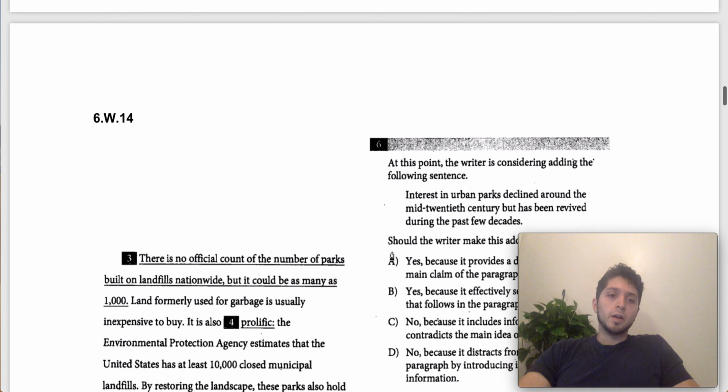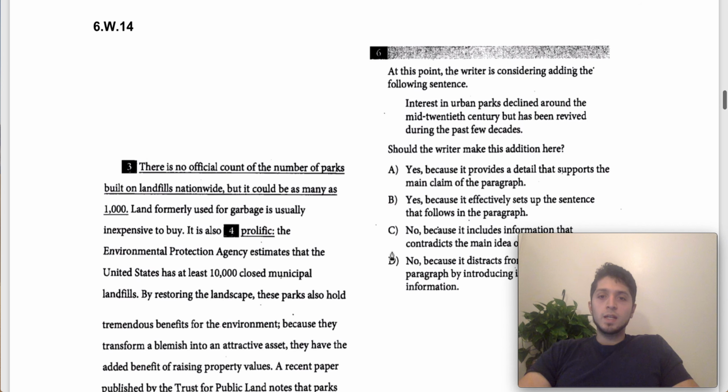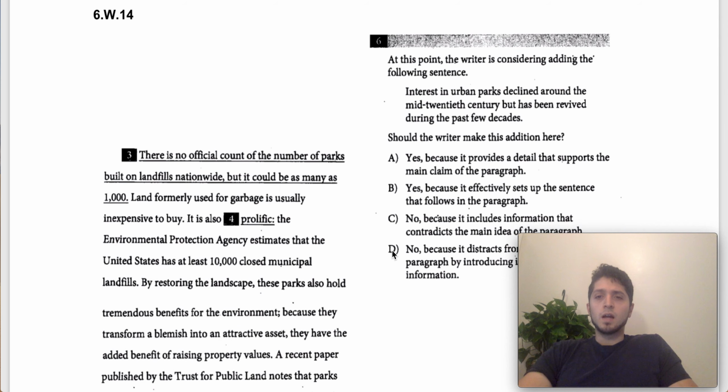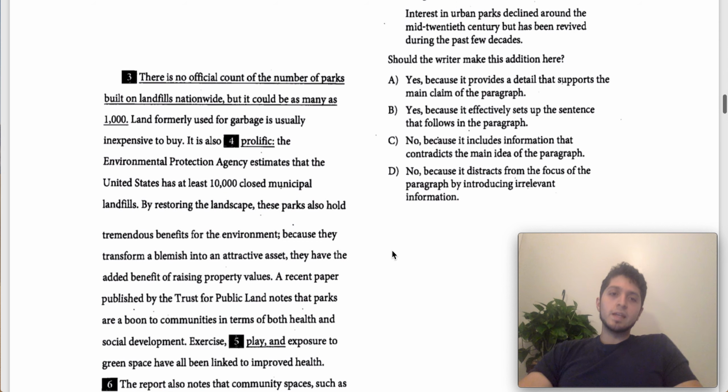Let's look at another one here. So this is 6W14. This question says that the author wants to add this sentence: "Interest in urban parks declined around the mid-20th century, but has been revived during the past few decades." So this is talking about the interest in urban parks and basically how it declined and then it's been rising. So let's see if it's on topic with this paragraph. What is this paragraph about?